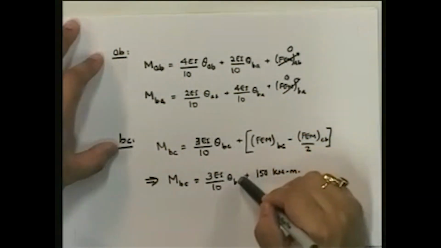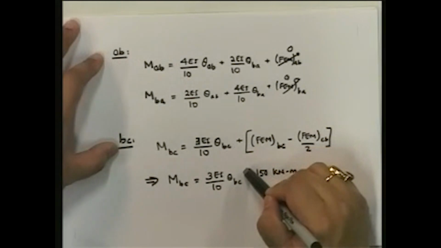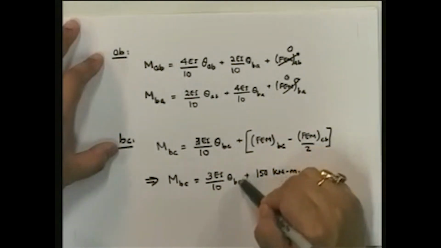Okay. Remember that this theta BC is also from the chord to the tangent. Okay. So this we have done. What's the next step? The next step is to find out the kinematic relationship. So let us look at the kinematic relationship.